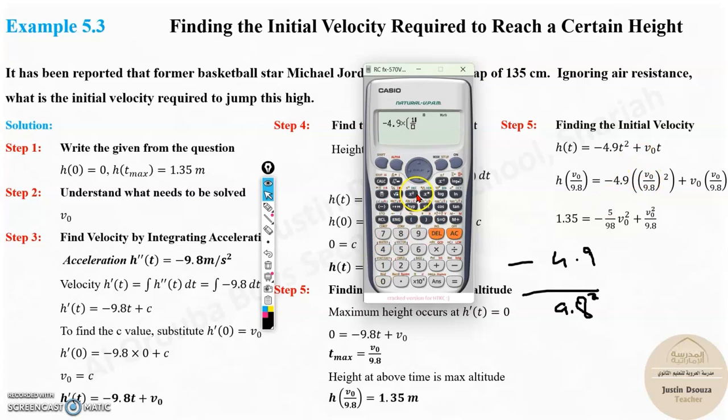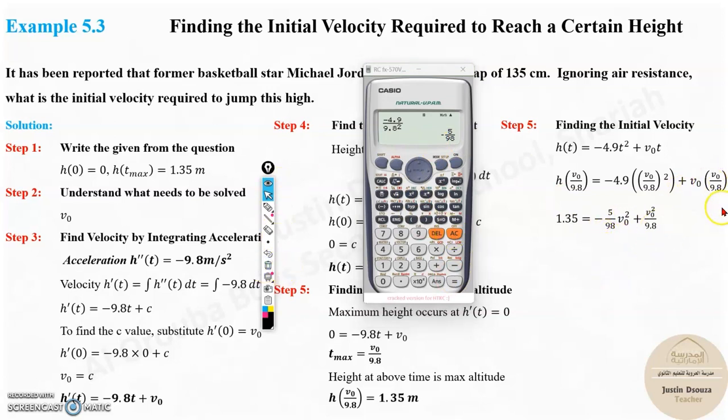V naught, let's leave it. So it's 1 divided by 9.8 squared. Okay, so that is the answer. Or in simple understanding, you can just write minus 4.9 divided by 9.8 squared. That is the answer, negative 5 by 98.